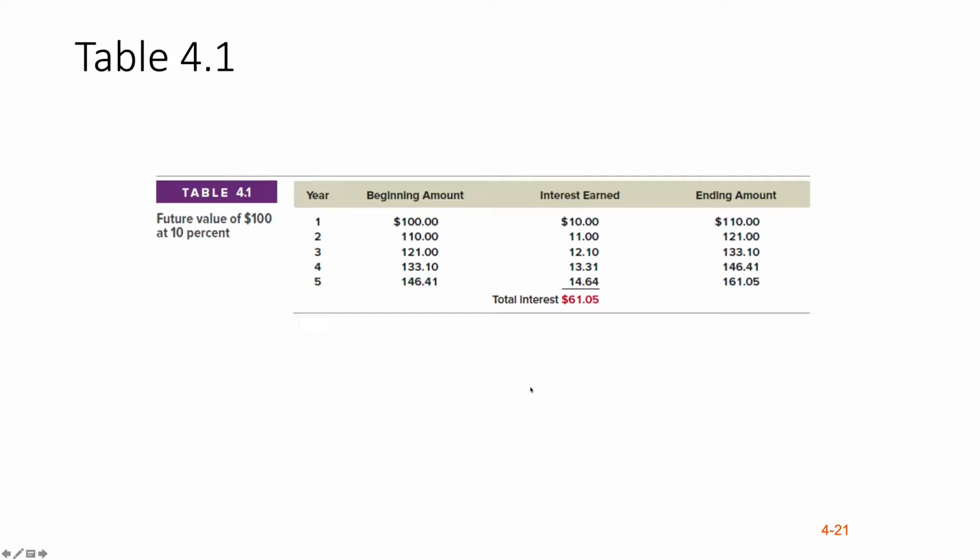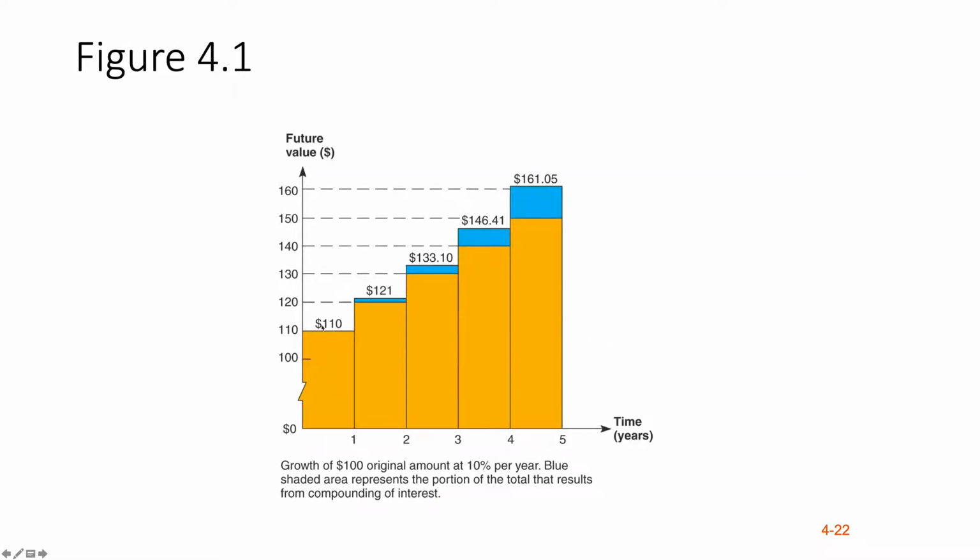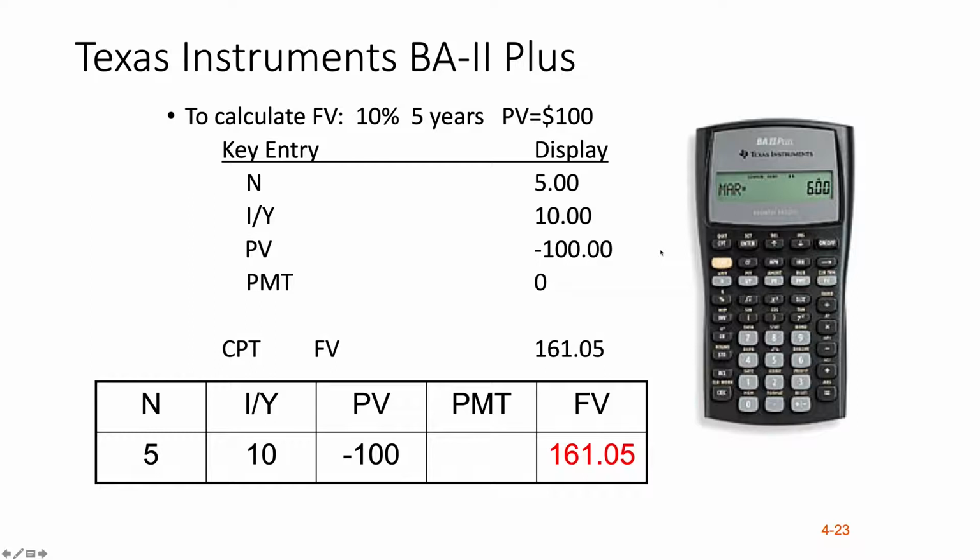The interest earned in the first year is $10, second year 11, 12, etc. So total interest earned is 61.05. All right. The principal part is 100, so add them together. Graphically, I can show you that gradually you have earned more interest on previous interest. That's what we call the compounding. Compounding increases at an increasing rate, right? Now, this one can be done easily using our financial calculators.